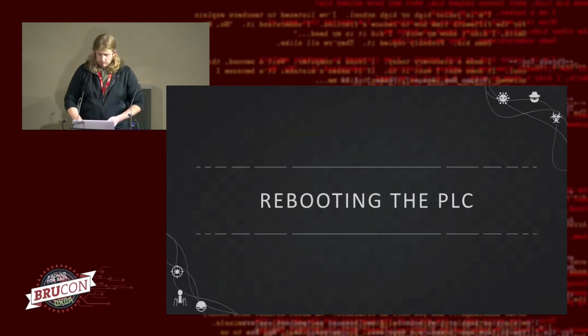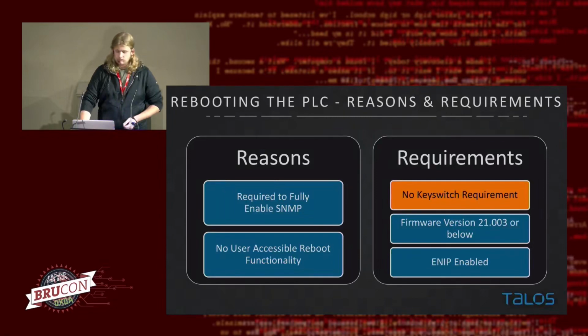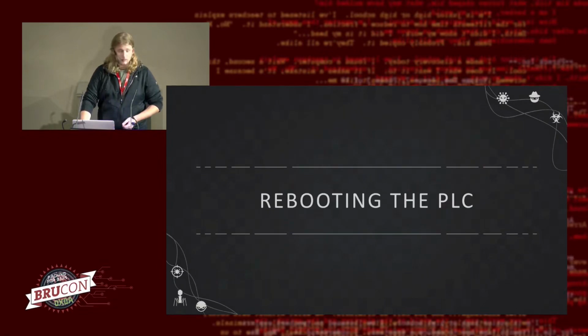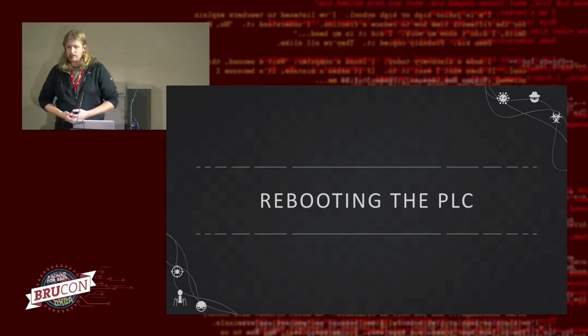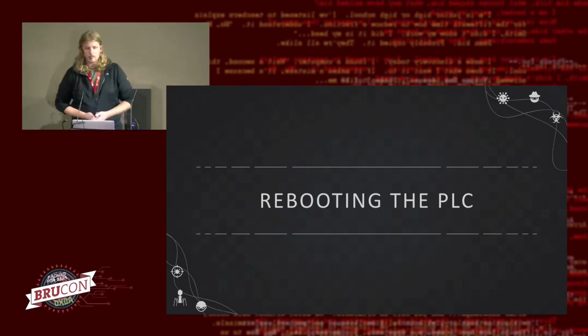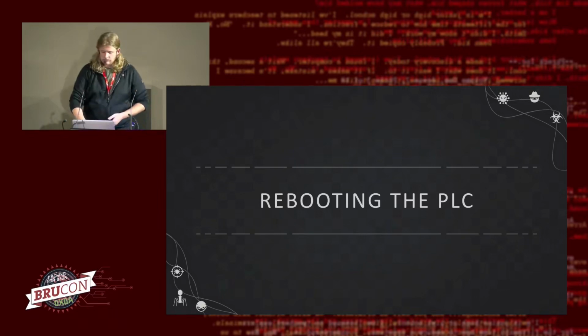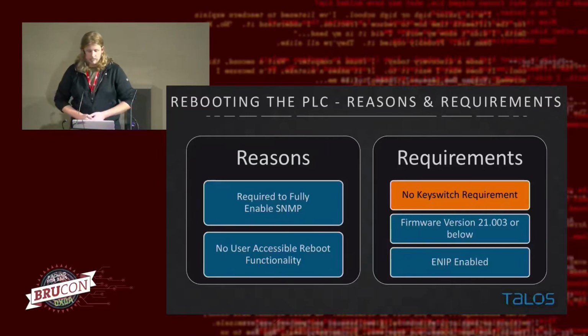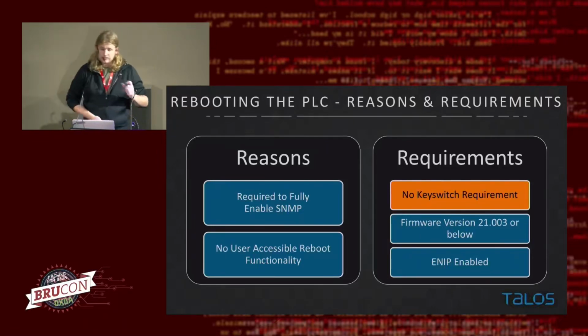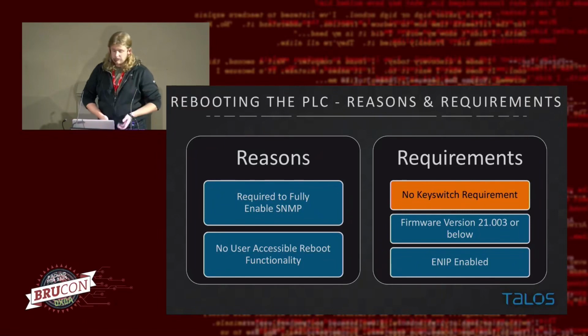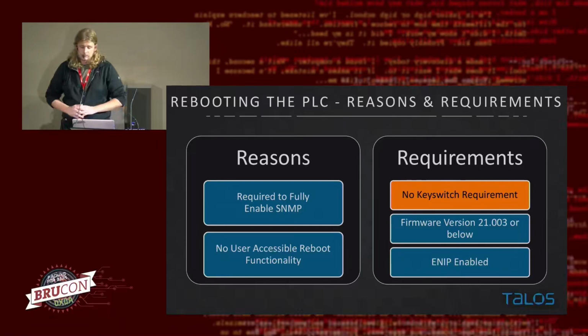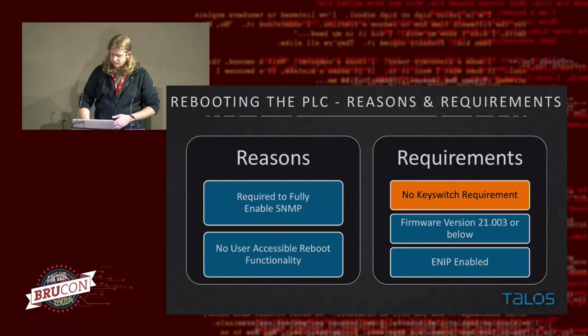So the next step was digging into finding a way to reboot the PLC in some capacity, which turned out to be a bit more of an issue, as there was no default way to do that, at least not accessible through normal activity. Again, the reason we have to reboot is so we can enable SNMP. Here there's no key switch requirement for us, so this standing on its own could be run in run mode, but for the full exploit we need everything.